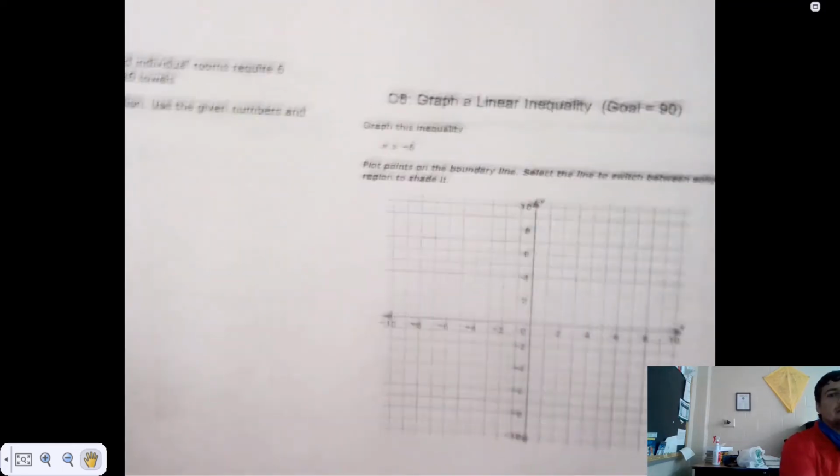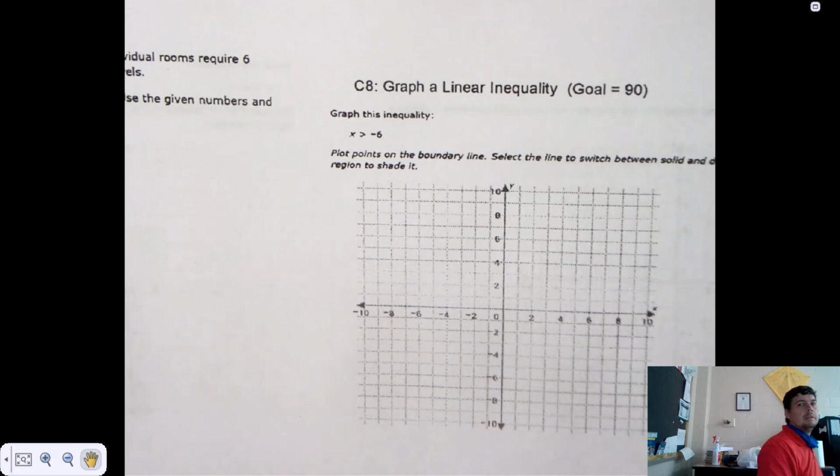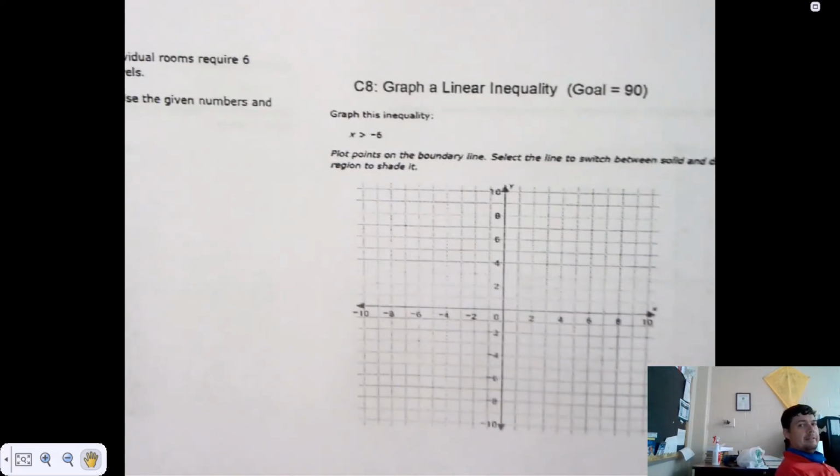Graphing a linear inequality. So here we're graphing inequalities. I remember being taught this lesson in 8th grade. So don't tell me that you've never done this, because I know you have.